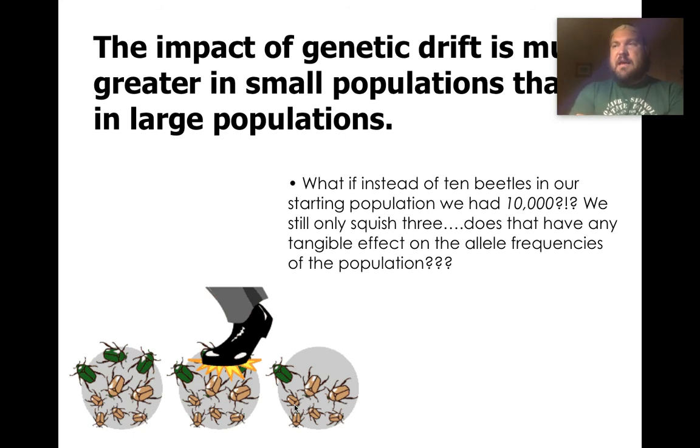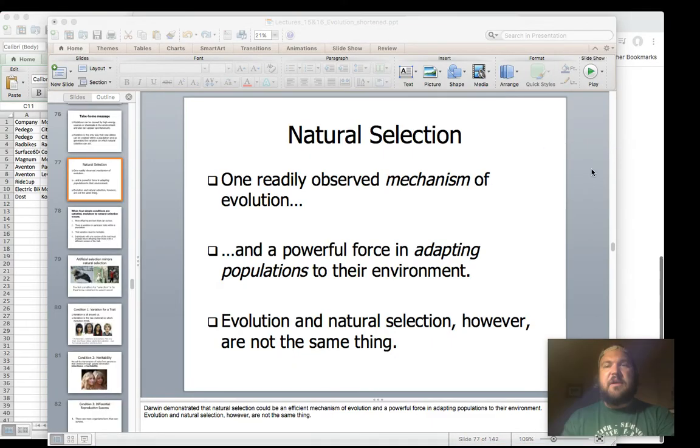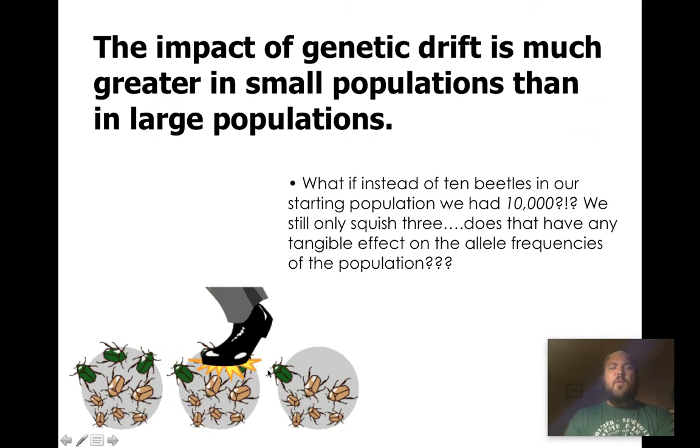Now, I mentioned that small populations tend to not have as much variation. And what this means is that the impact of genetic drift is much greater in small populations than in large populations. Let me fix this. What if instead of squishing 2, I squished all 3? What would happen to the green allele? It would be completely gone from that population, and our variation would drop to 0. All we would have would be brown beetles.